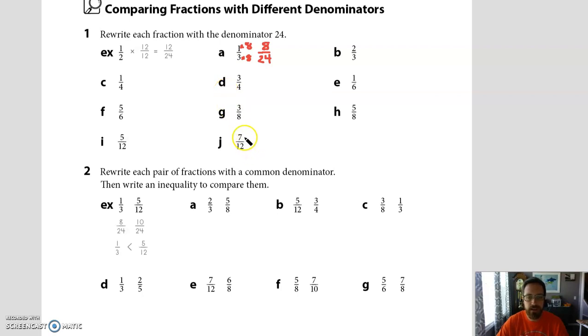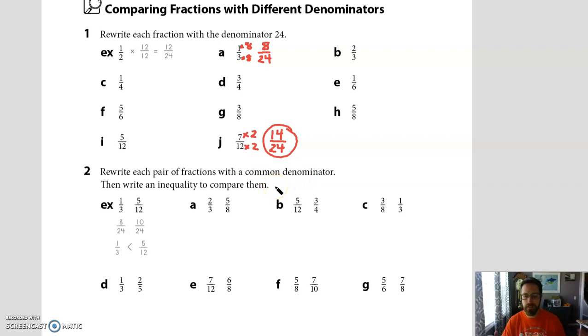Let's look at another one. If I go down here, I know I need a denominator of 24. So 12 times what makes 24? 12 times 2 is 24. Well, if I do that for the denominator, I have to multiply my numerator by the same number. What's 7 times 2? That would be 14. So 7/12 is equivalent to 14/24. All right, then rewrite each pair of fractions with a common denominator.